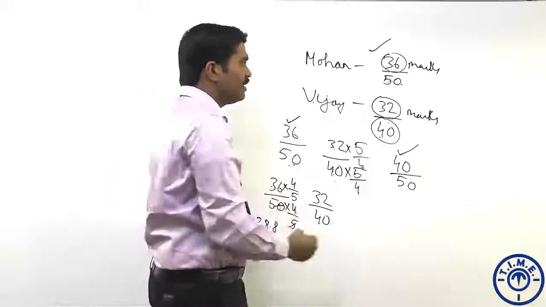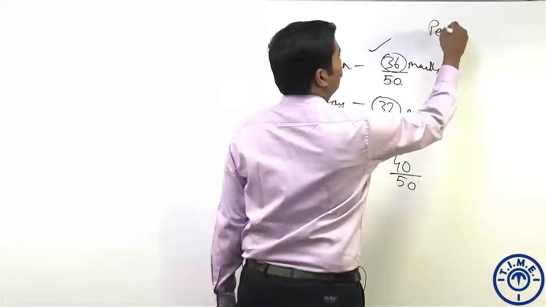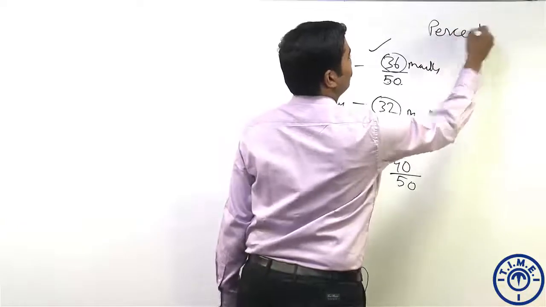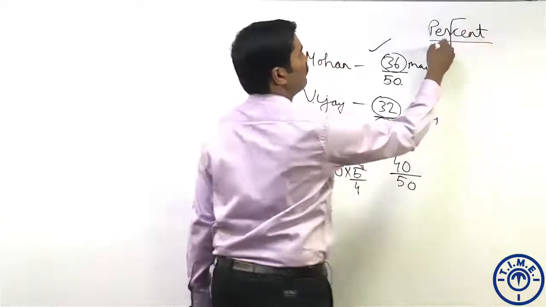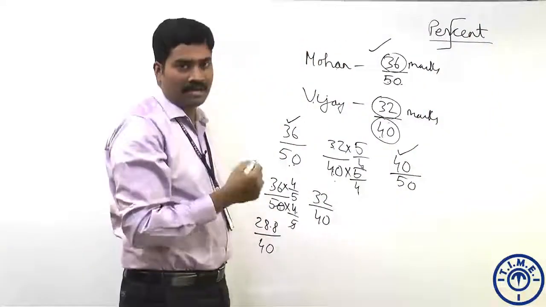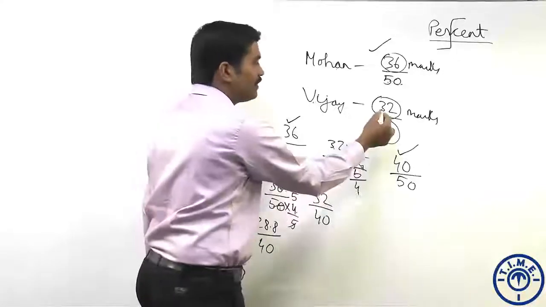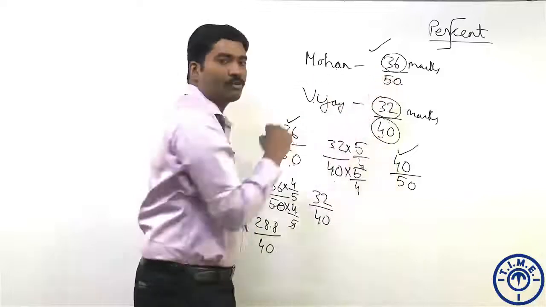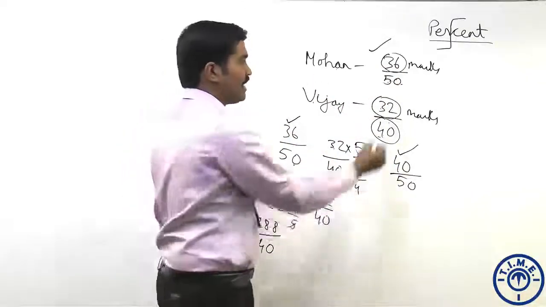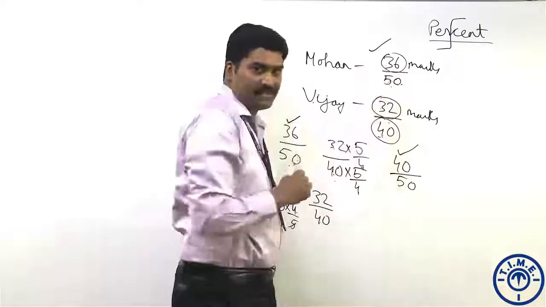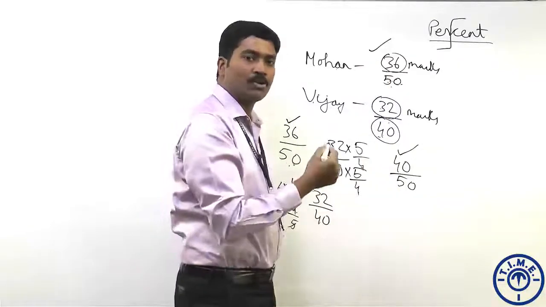That's the reason we have the term percent. Percent, per means for, cent means 100. For 100 or out of 100. Instead of fighting with 32 out of 40 or 36 out of 50, why can't we just say out of 50 you got 36, out of 100 how much would you get?